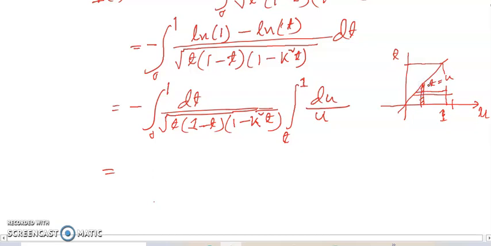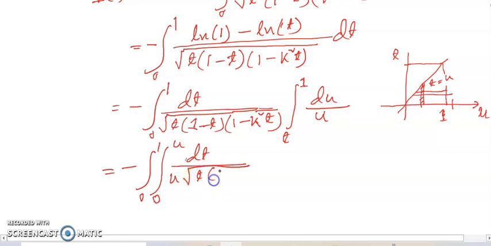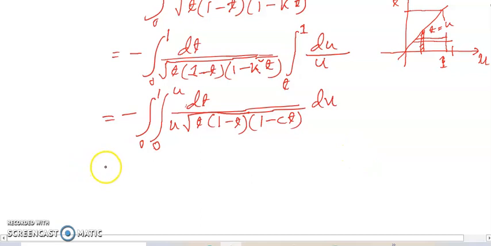So this is my du. Okay, so I can write this way, minus the integral from 0 to 1, and it is changing from 0 to u, dt divided by u into root over t into (1 minus t) into (1 minus c t) into du. So changing this equation, I can write 1 minus k squared t.